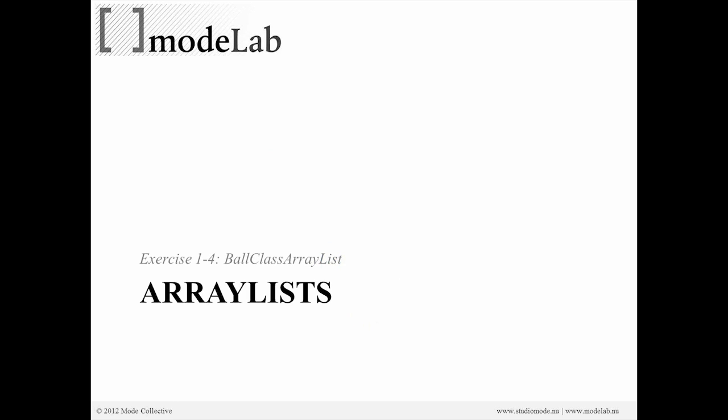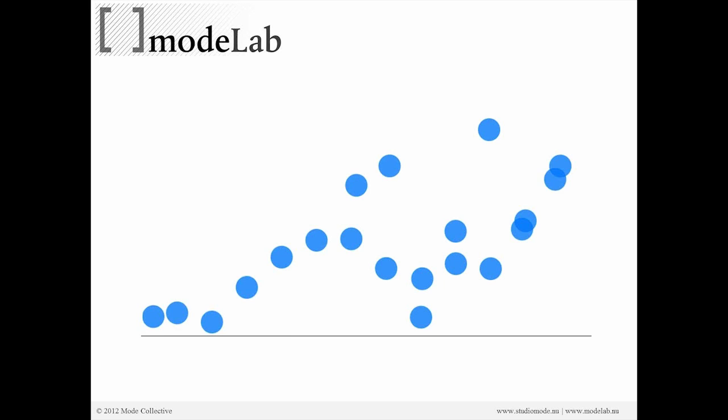Okay, so we created two instances of our ball class. But what happens if you want to create more than two, like many? So what we're going to do in this exercise, which is exercise four, called ball class array list, is use a way to store data that is a little bit more flexible than maybe your standard array, right? So we want to create multiple balls.